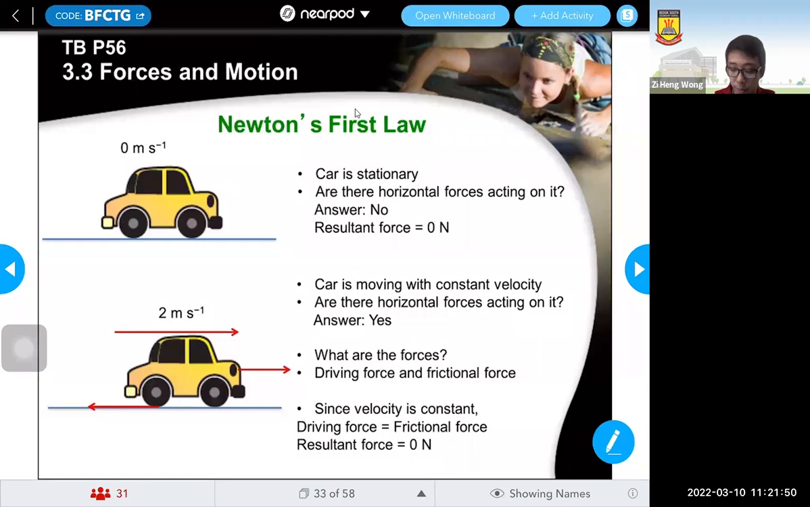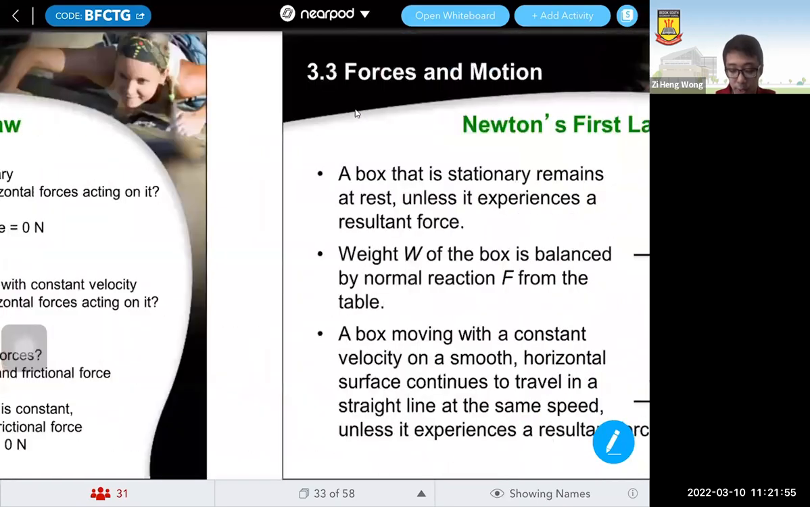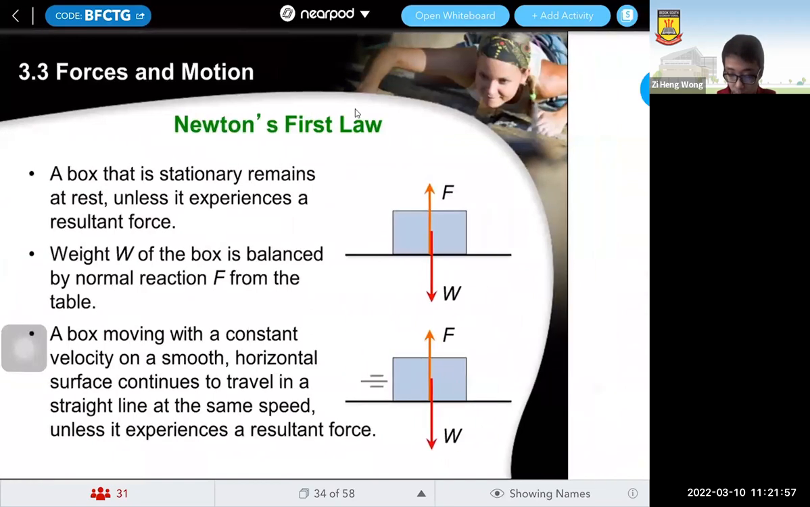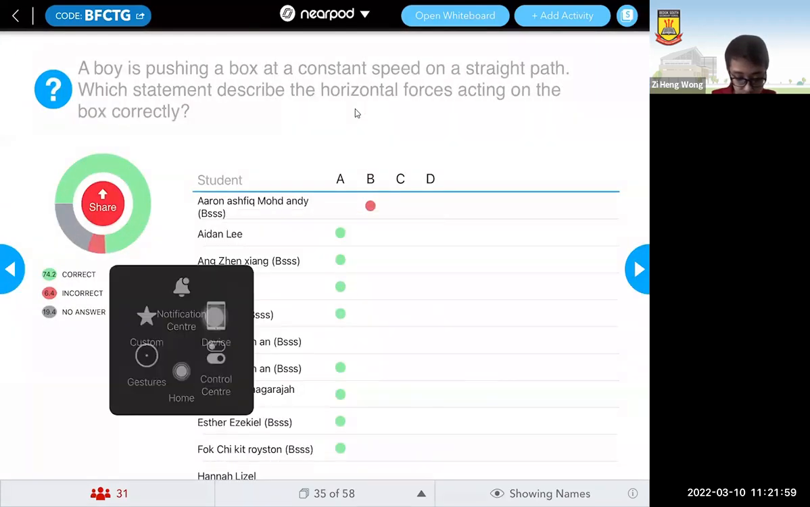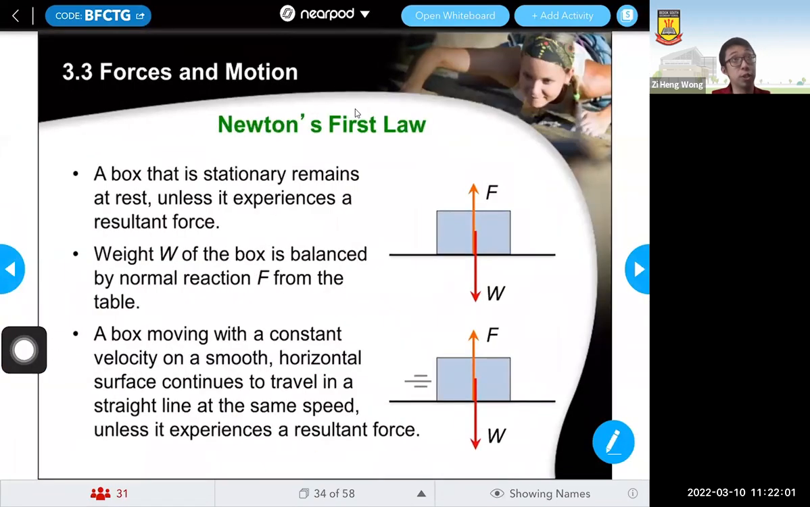So basically Newton's first law is just that. Next we move on to Newton's. Oh, sorry, not yet. So Newton's first law: a box is stationary, remains at rest unless it experiences a resultant force.